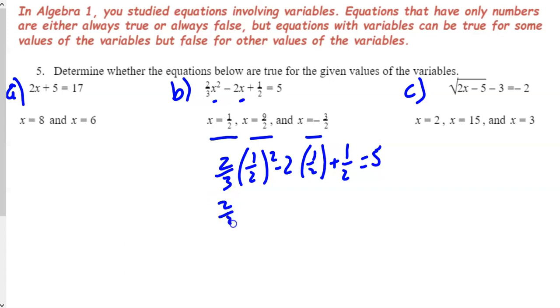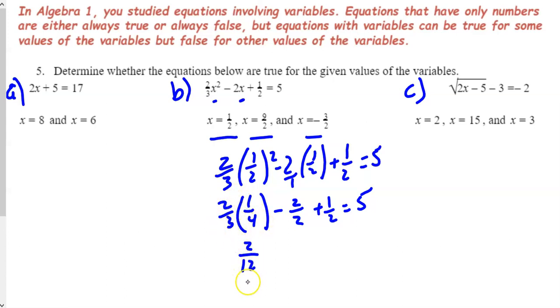So I have 2/3. If I square a half, that's 1 times 1 in the numerator, 2 times 2 in the denominator. And if I multiply here, again, remember this is over 1, so I do numerator times numerator over denominator times denominator. Okay, 2/3 times a 4, numerators multiply together, denominators multiply together, and notice we can reduce that to 1/6. And then this is really just 1 plus a half.